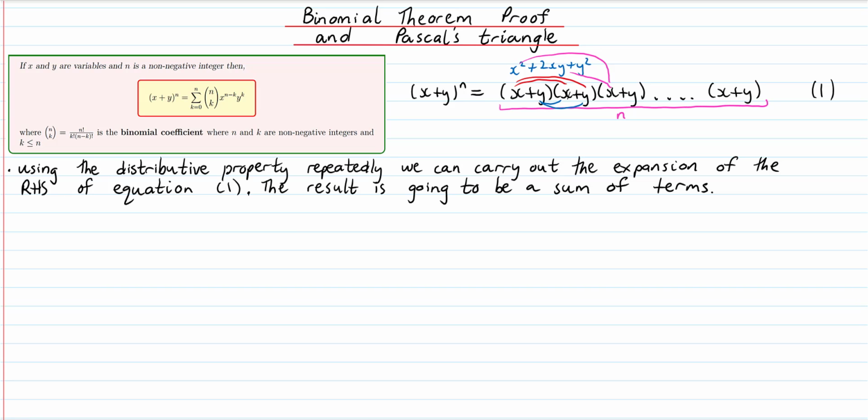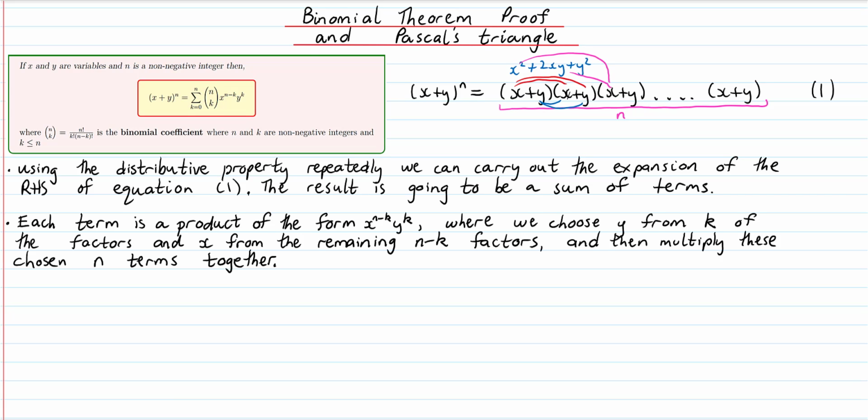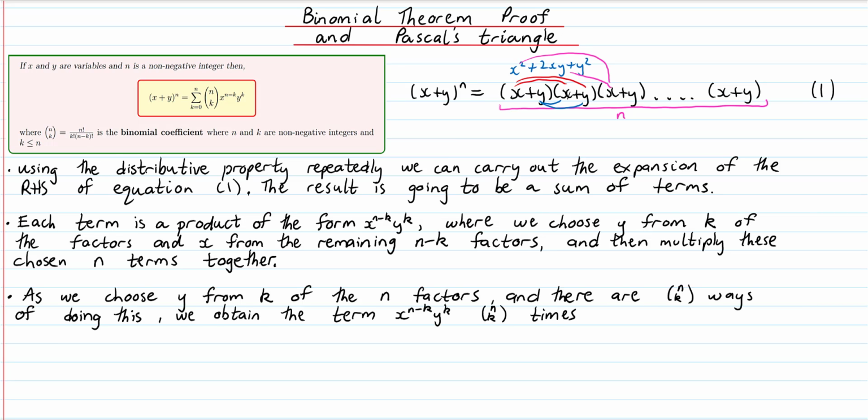So we get then that each term is a product of the form x^(n−k) times y^k, where we choose y from k of the factors and x from the remaining n − k factors, and then we multiply these chosen n terms together. As we choose y from k of the n factors, and there are n choose k ways of doing this, then we obtain the term x^(n−k) y^k, n choose k times. So basically we've got a set of n elements, which is our n factors, and we're going to choose k of them.